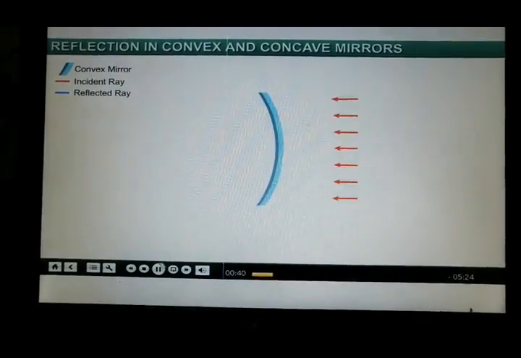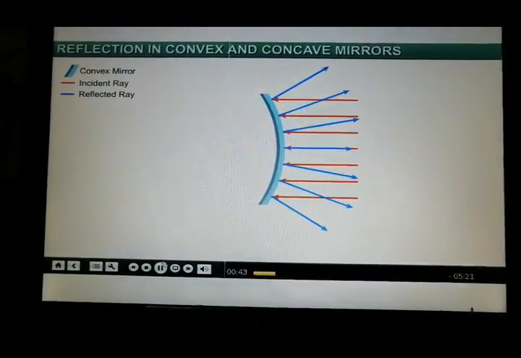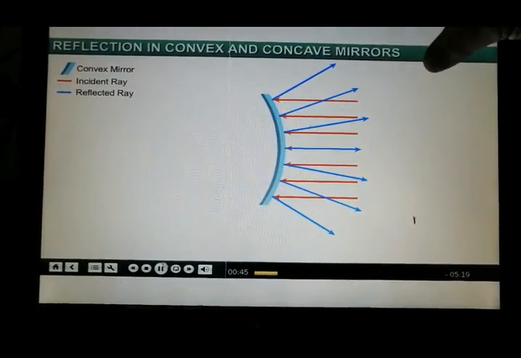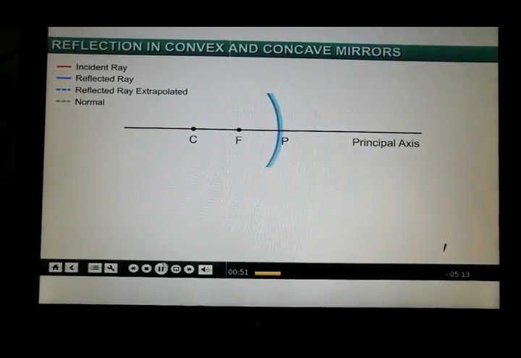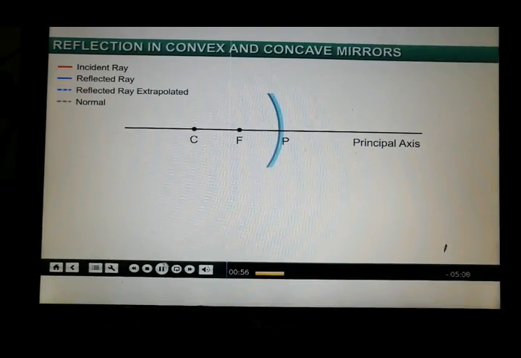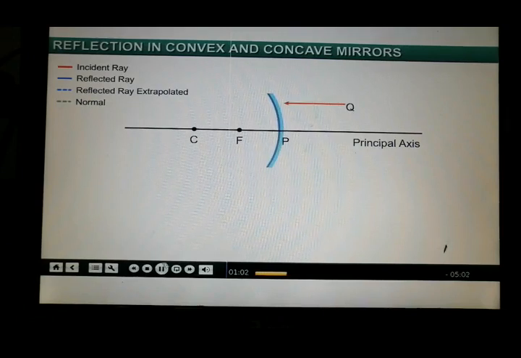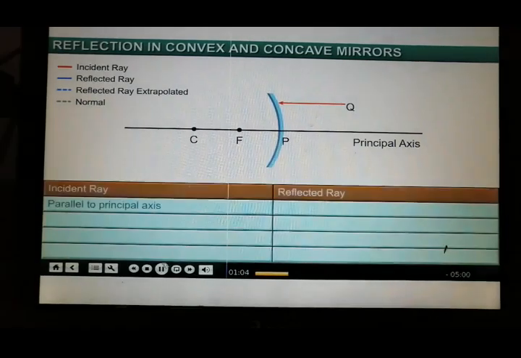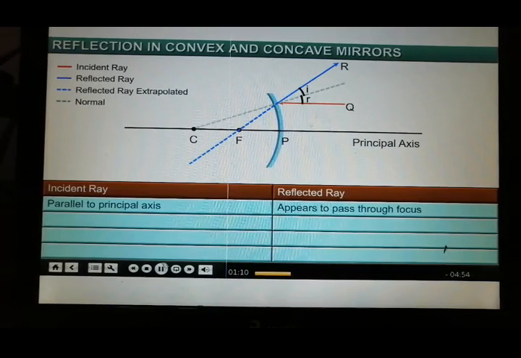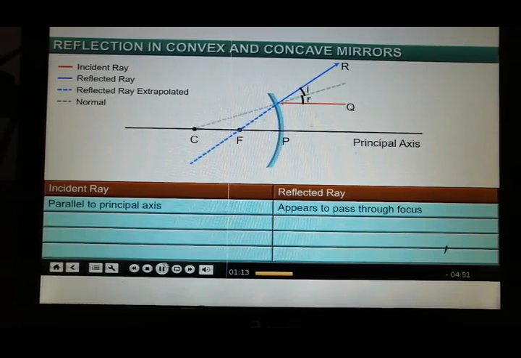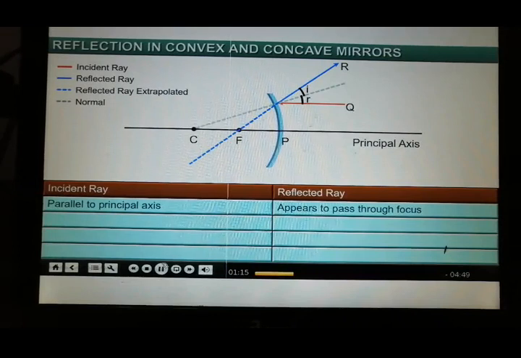The behavior of the light rays reflected from a convex mirror varies based on the angle of incidence on the mirror. Let's take a look at a few cases of reflection of a light ray from a convex mirror, taking the example of a rear-view mirror. In the first case, an incident ray is parallel to the principal axis. In this situation, the reflected ray appears to pass through the focus. In a rear-view mirror, incident rays parallel to the principal axis enable the driver to see the car traveling behind his car.